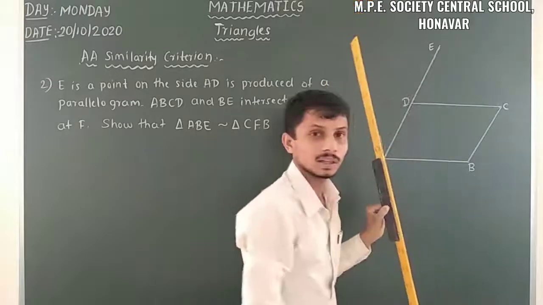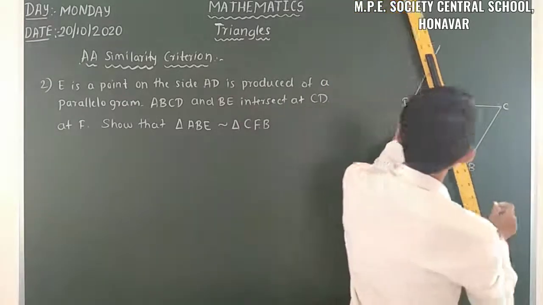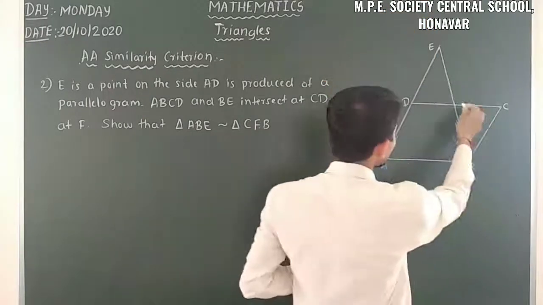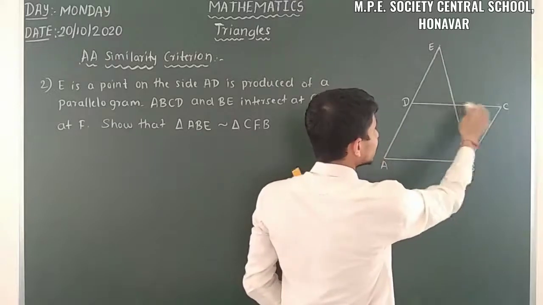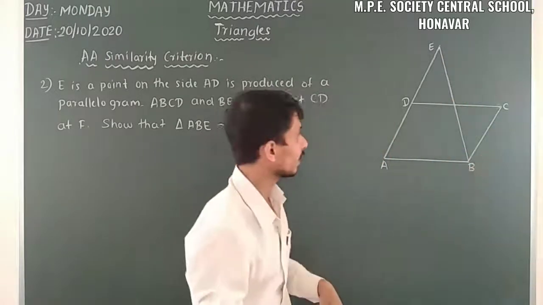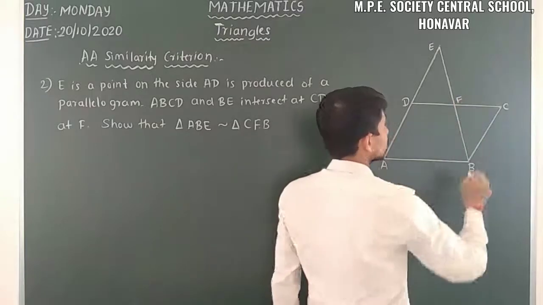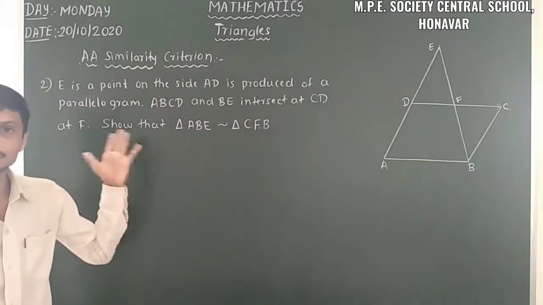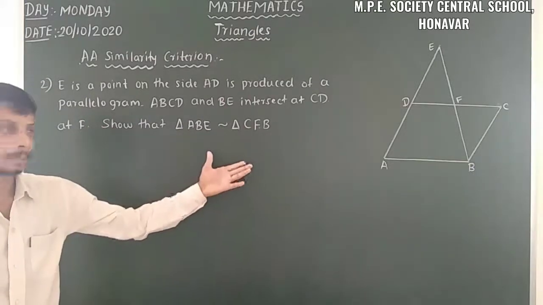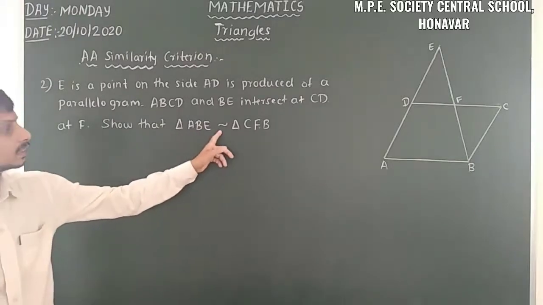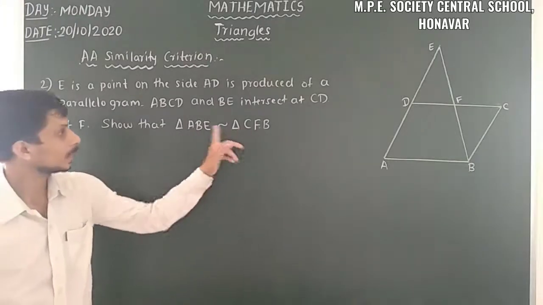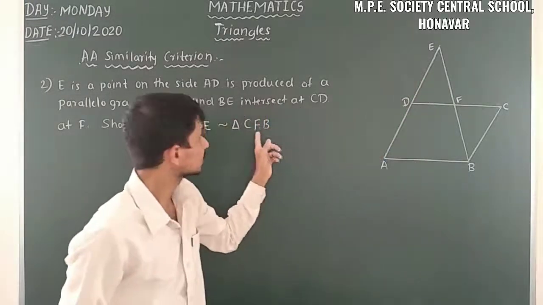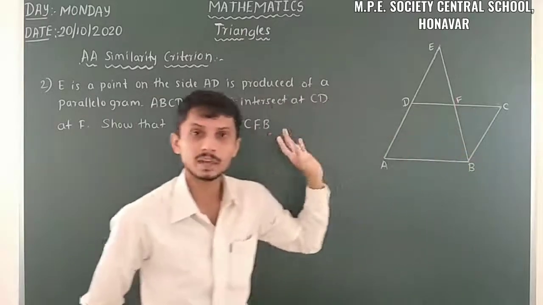Up to E we have to extend, and then we have to join BE like this. Then here it intersects CD. BE intersects CD at F, so we take F here. So this is the diagram we want in this problem. Here we have to show that triangle ABE is similar to triangle CFB. So we take triangle ABE and triangle CFB.